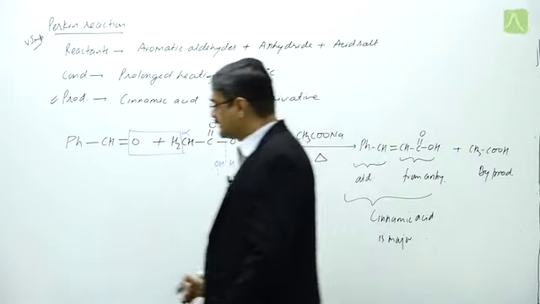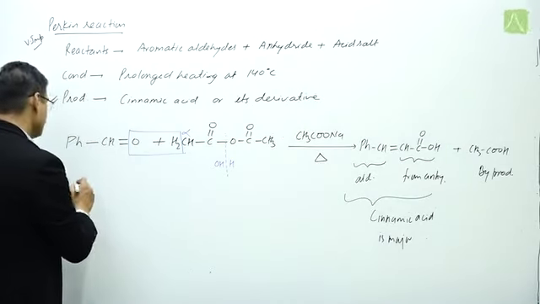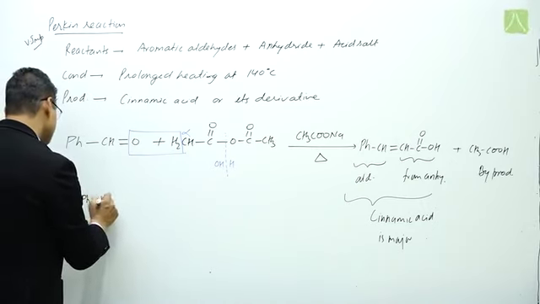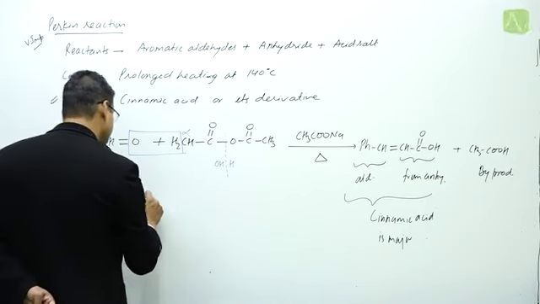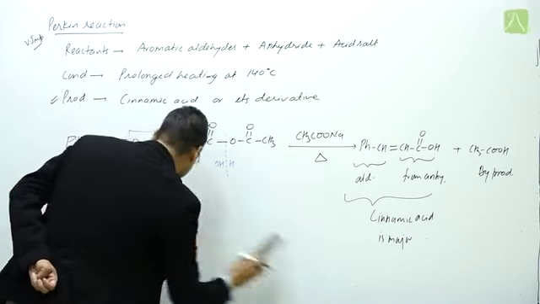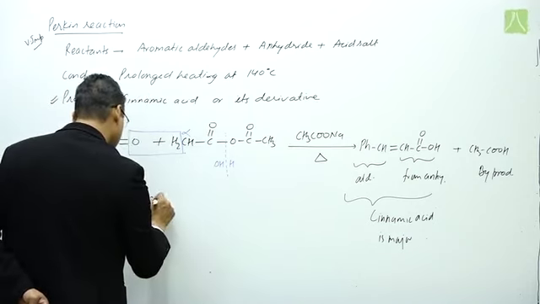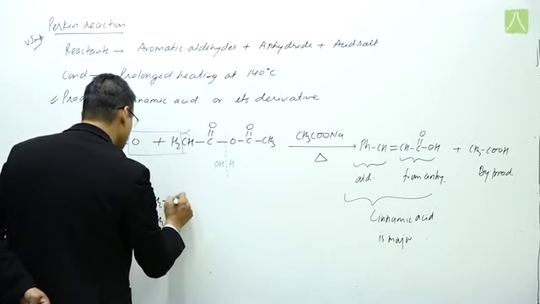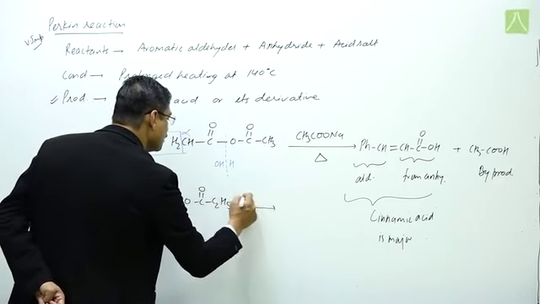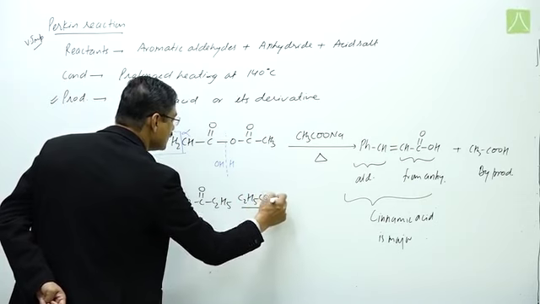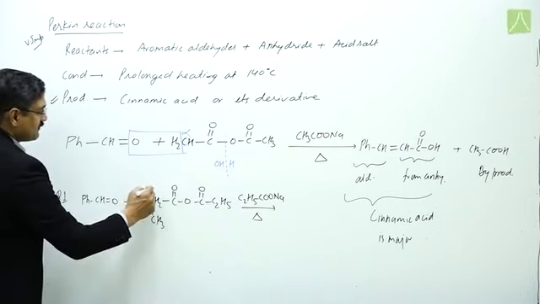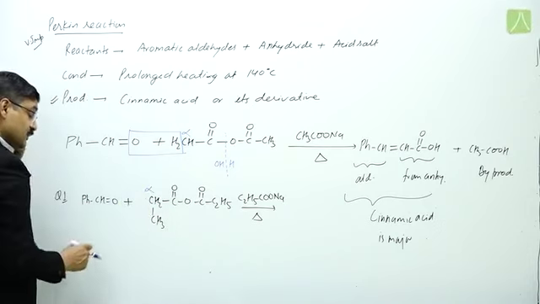So I take similar examples. Suppose question number 1. Suppose I take PhCHO plus CH3CH2COOCOC2H5 in presence of C2H5COONa at strong heating. So in this anhydride, the first carbon is alpha, the second carbon is beta. So hydrogen is removed from the alpha.